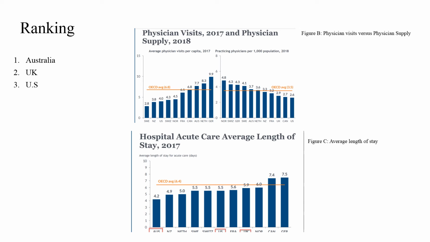So then you have physicians practicing. You have more physicians in Australia as well. Then you have the UK. The US is below average. Look at the average length of stay when it comes to delivery of care. This shows a sign of delivery of care. Australia is 4.2, way below the average. The US is slightly better, and then the UK is below average as well, but it's slightly high.